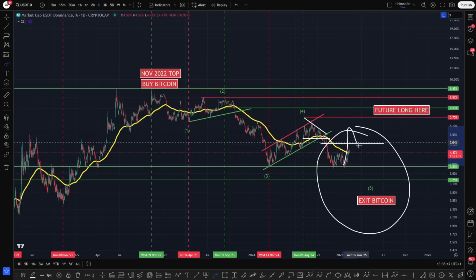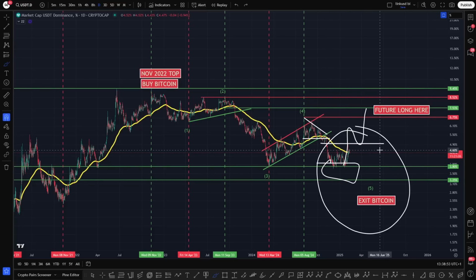If we begin to do something like this and break out the tether dominance, then this was your top right there for XRP, okay, and obviously Bitcoin. And then at that point, the data's broken and we roll into some kind of bigger macro correction. But at the minute, I'm going to give it the benefit of the doubt.